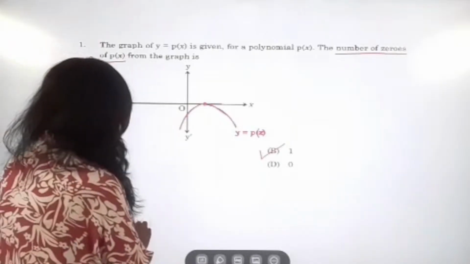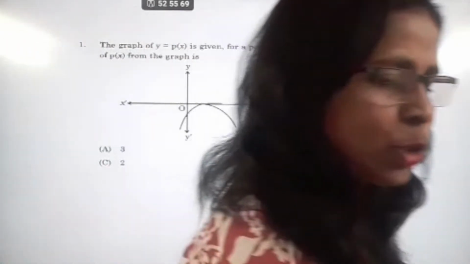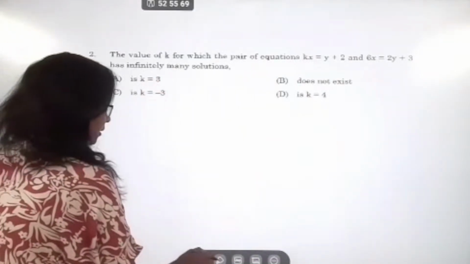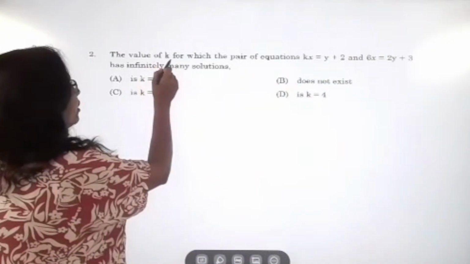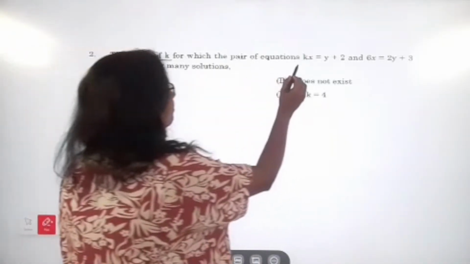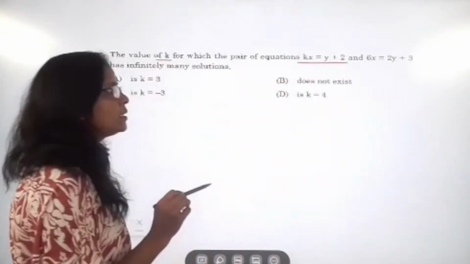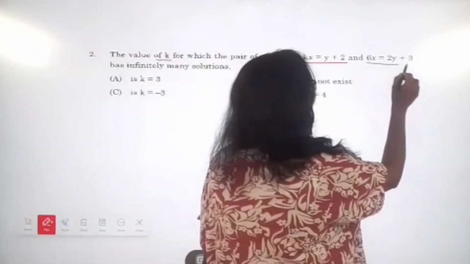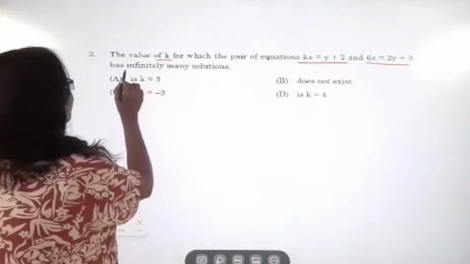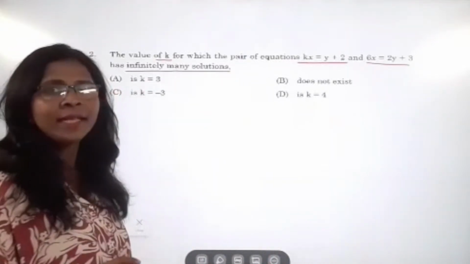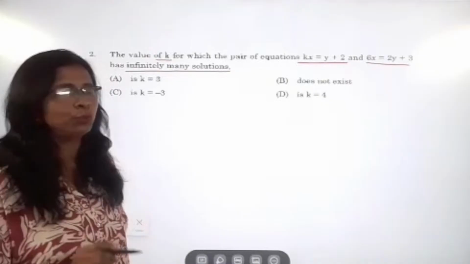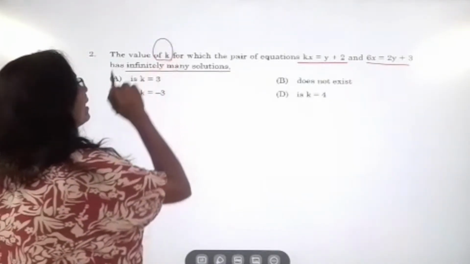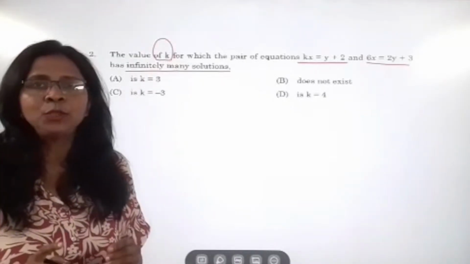Okay students, get this point. Then the next one example students. Next one example, the value of k. Here, the value of k for which the pair of equations kx is equal to y plus 2 and 6x is equal to 2y plus 3 has infinitely many solutions. Okay, so now here students we have to calculate the value of k, and there are two equations given.